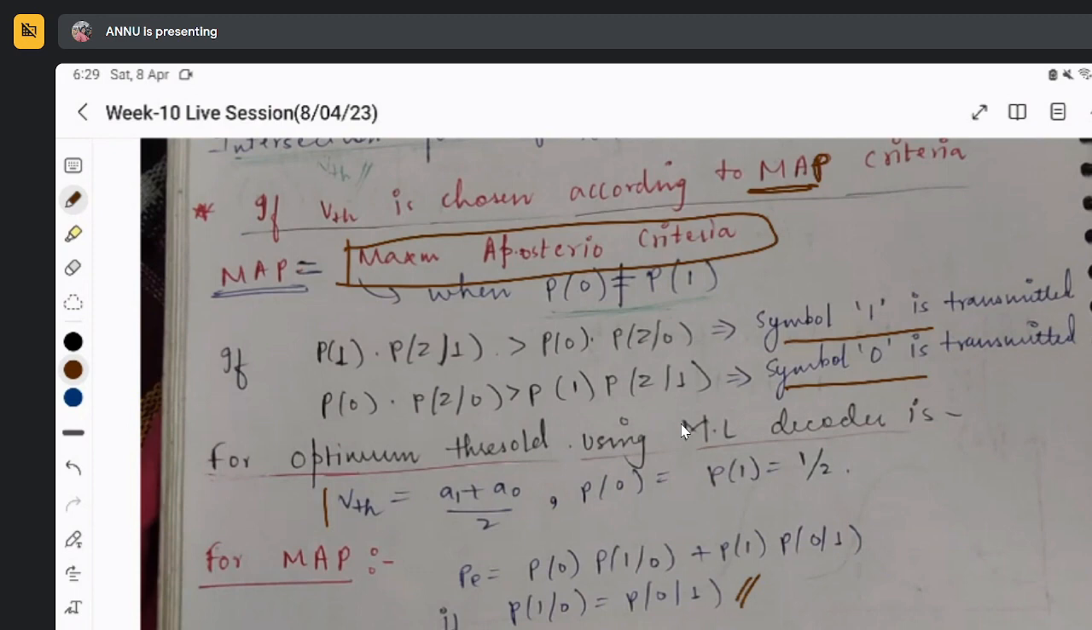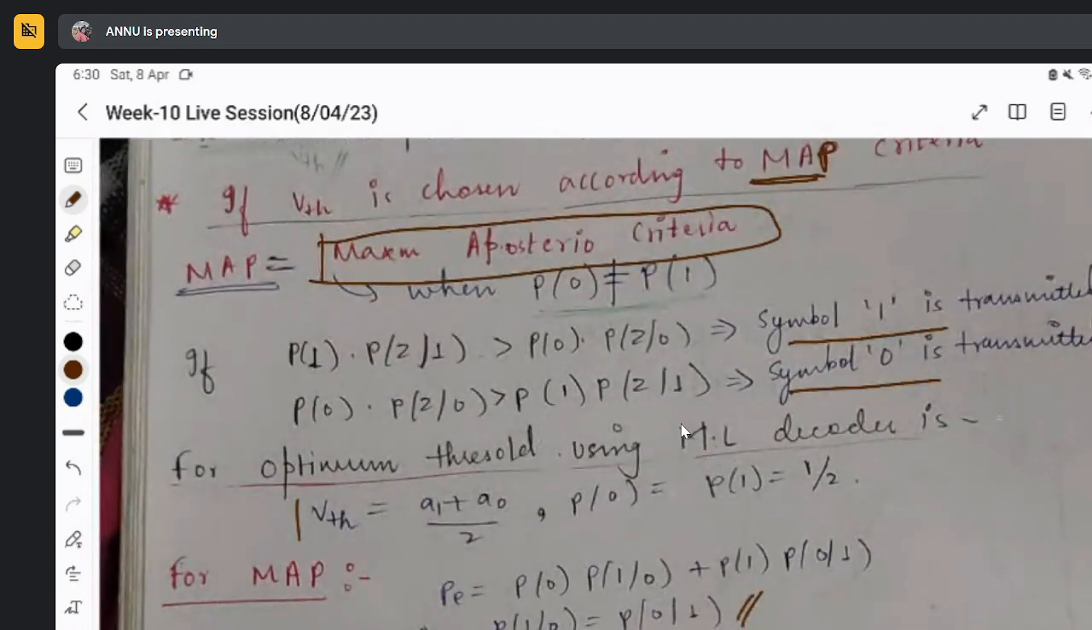And this MAP and this ML, right? Maximum likelihood receiver and maximum a posteriori criteria. We only know about these terms, not in this much detail. Okay.